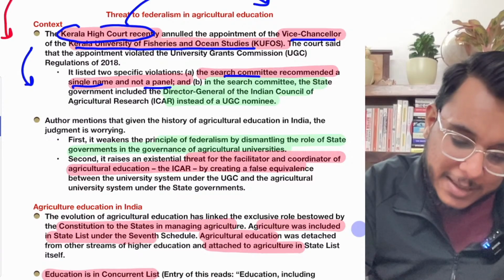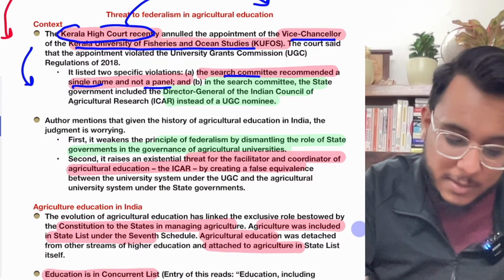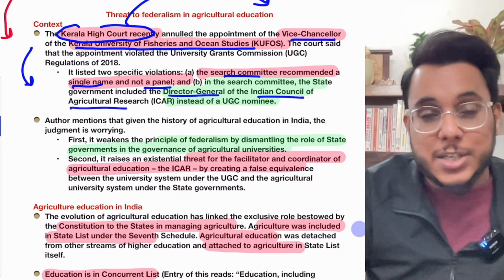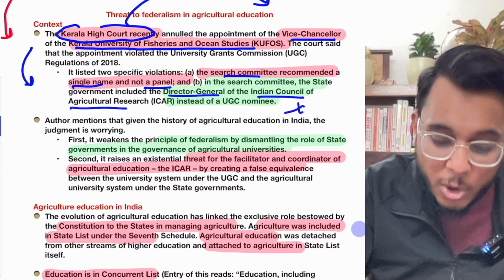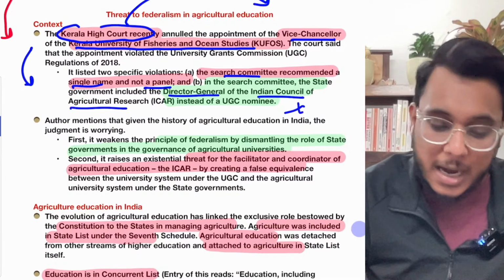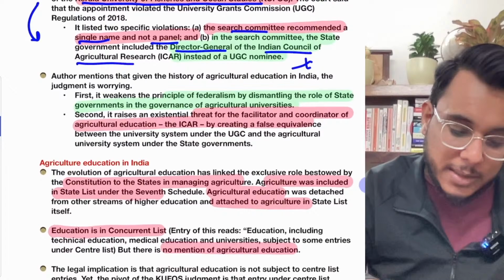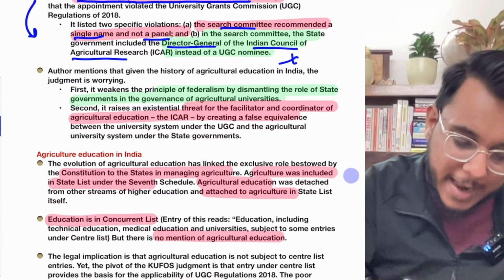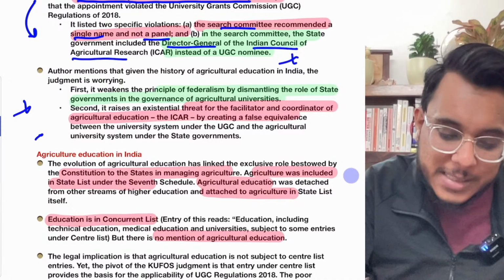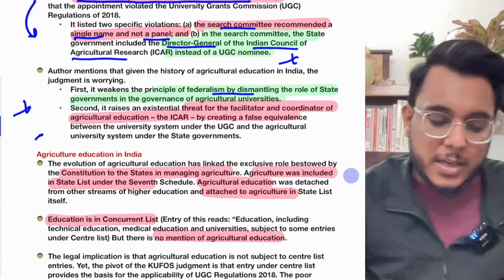Secondly, in the search committee that was there, there was the Director General of the Indian Council of Agricultural Research, ICAR, and not a UGC nominee. The UGC nominee was not there. ICAR's Director General was there. Now, this particular thing has been criticized, because it has been said that it is impacting federalism in India.